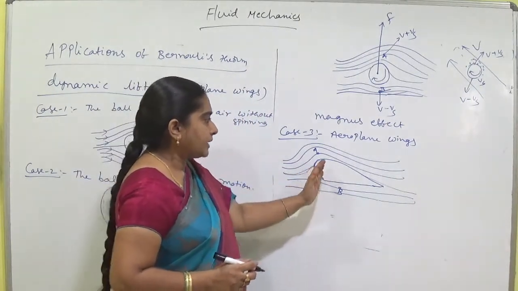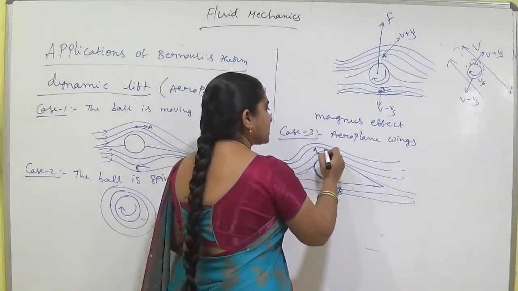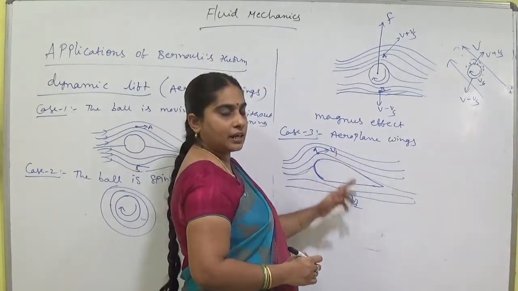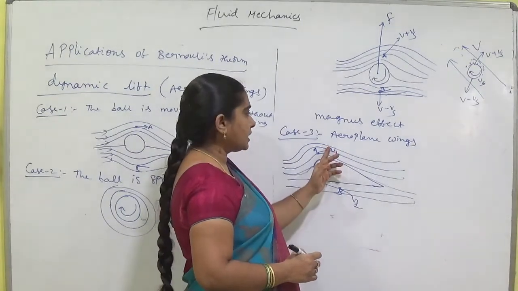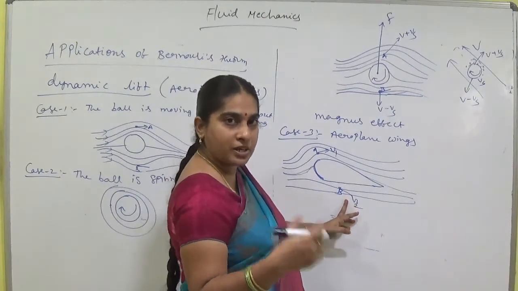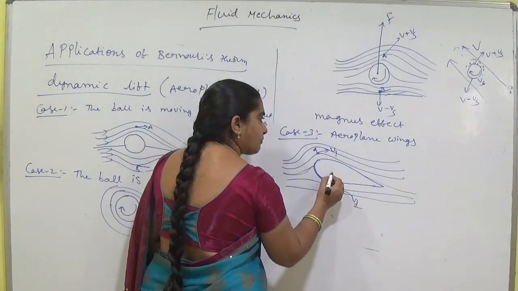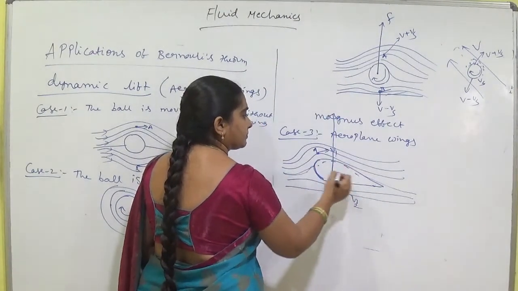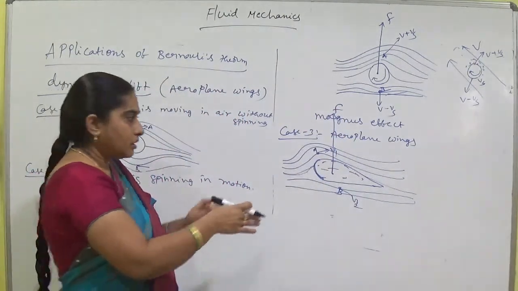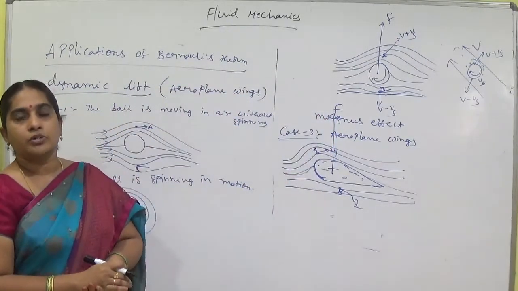The pressure at the upper surface is lower according to Bernoulli's theorem. Velocity V1 and velocity V2: V1 is greater compared with V2. The pressure decreases on top and increases below. The difference of pressure produces a net force, and that net force is in the upward direction. So the aeroplane moves in motion.